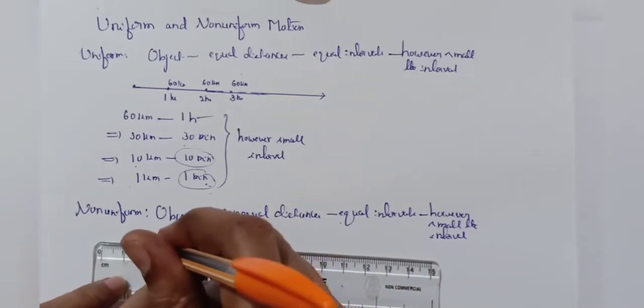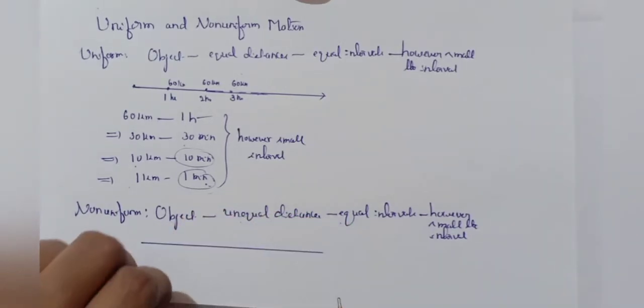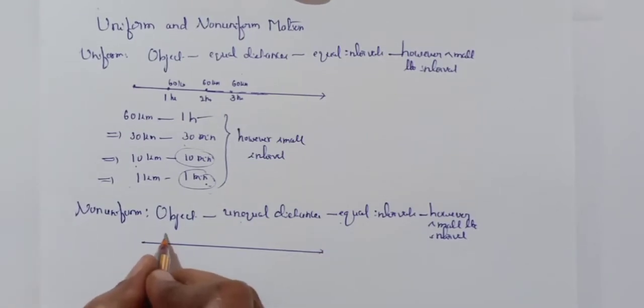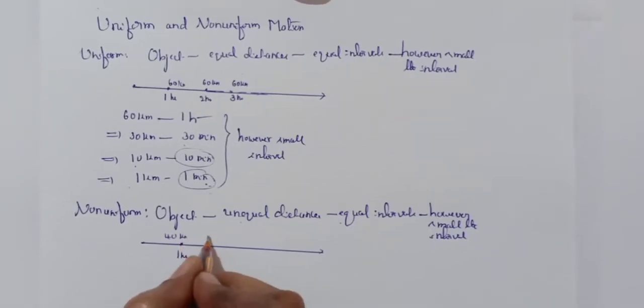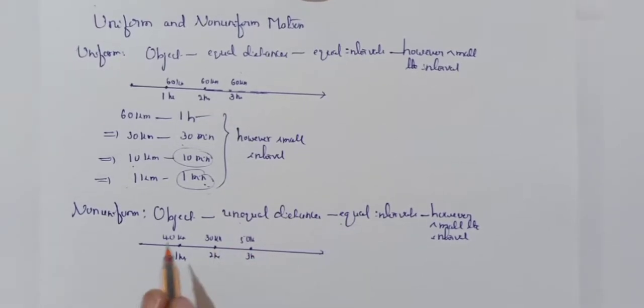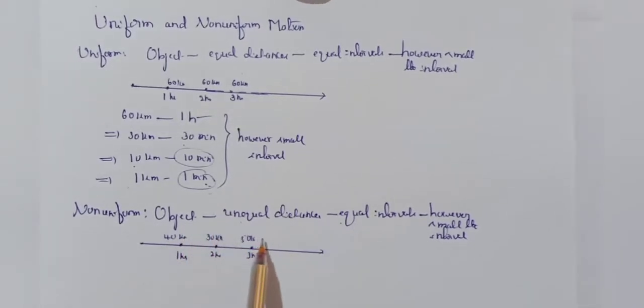Suppose, consider an object moving along a straight path. If an object covers 40 kilometer in 1 hour, 30 kilometer in 2 hours, and 50 kilometer in 3 hours, and so on. Here the object is covering unequal distances, 40, 30, 50, in equal intervals of time. So the object is said to be in non-uniform motion.